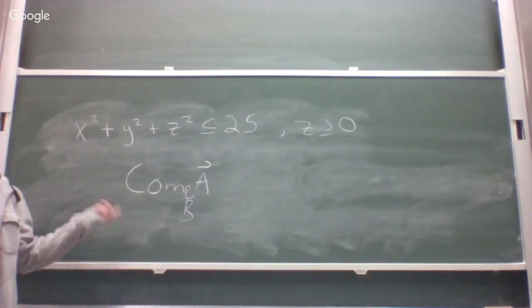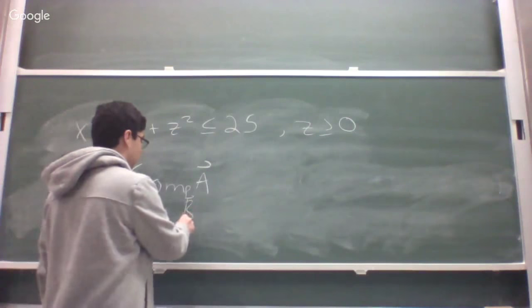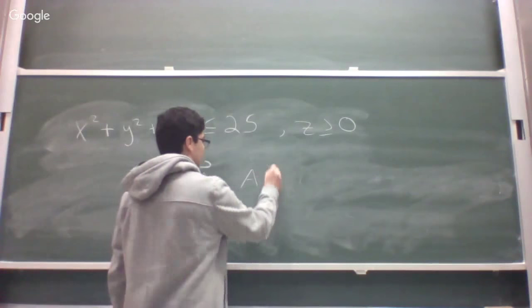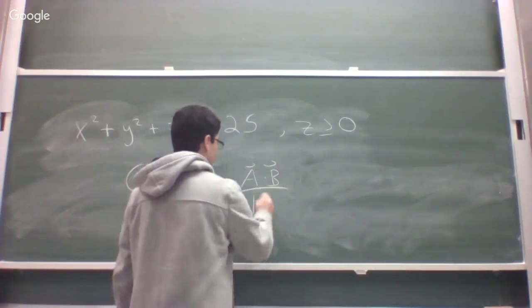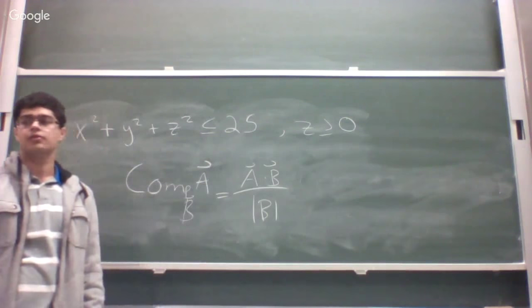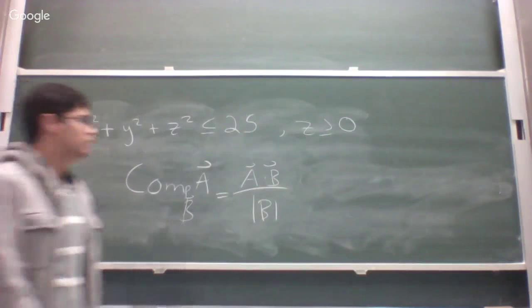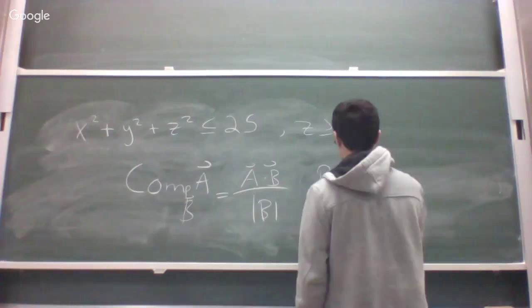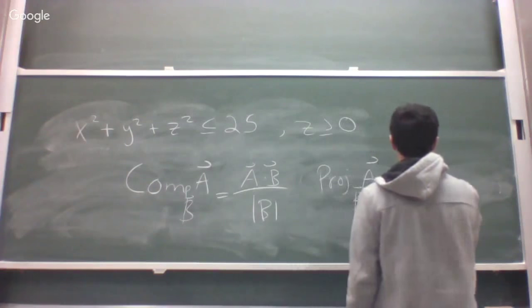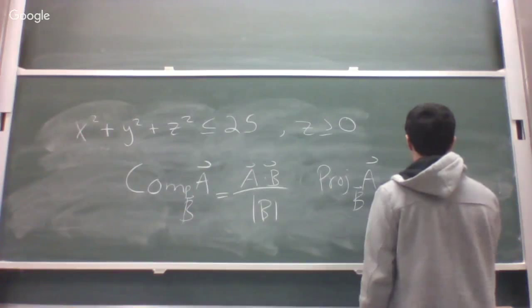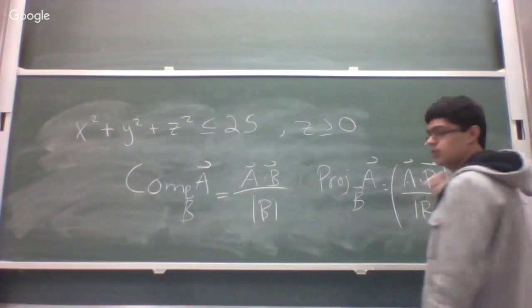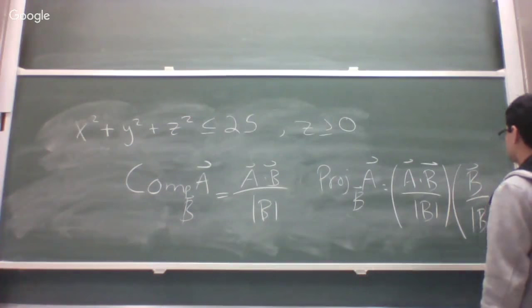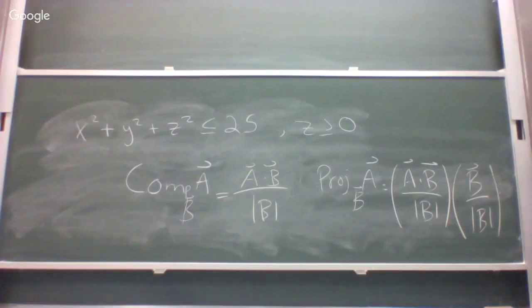You guys all remember this stuff? There's an entire problem on it in the old exam, so they'll test you guys on it. So this is A dotted with B, over the magnitude of B. Okay. The projection is different because now we add directionality, and that's the direction of B. Okay.